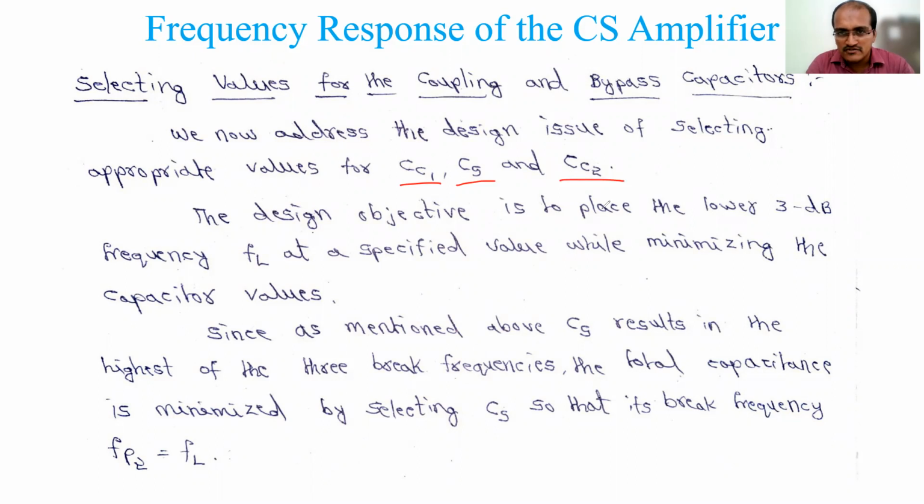The design objective is to place the lower 3 dB frequency FL at a specified value while minimizing the capacitor values. As mentioned above, the CS bypass capacitor results in the highest of the three break frequencies, as we discussed yesterday. The total capacitance is minimized by selecting CS so that its break frequency FE2 equals FL. So when selecting CS, we consider FE2 and calculate CS from it. Based on FE1 and FE3, we will calculate CC1 and CC2.